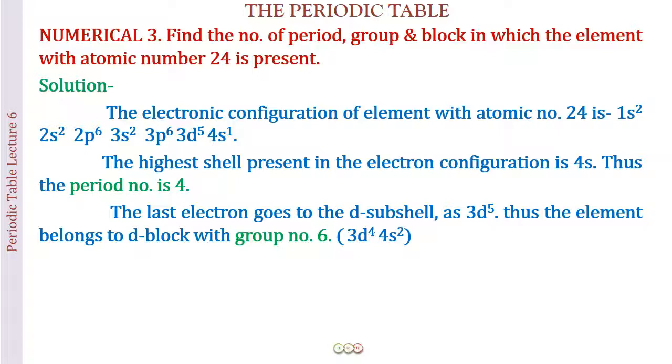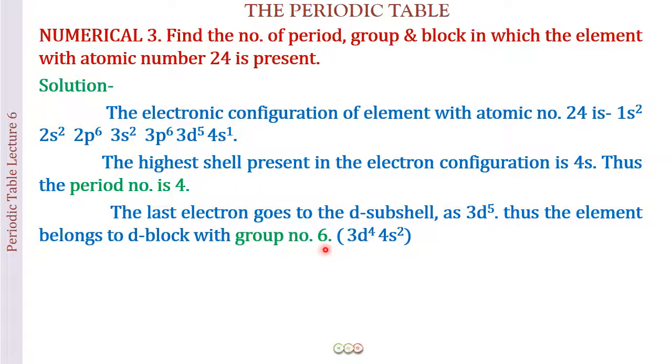Wait, why is it so? That is what you are supposed to understand. Right? We are saying that this is 3d5, and for the group number, I told you, you simply add 2 to the d. So this means the group number should have been 7, but I am telling you that it is group number 6, because actually the configuration should have been 3d4, 4s2. It is only to have partially filled orbitals that are more stable that the electrons jump from one orbital to another, right? So that is why we have 3d5 and 4s1.